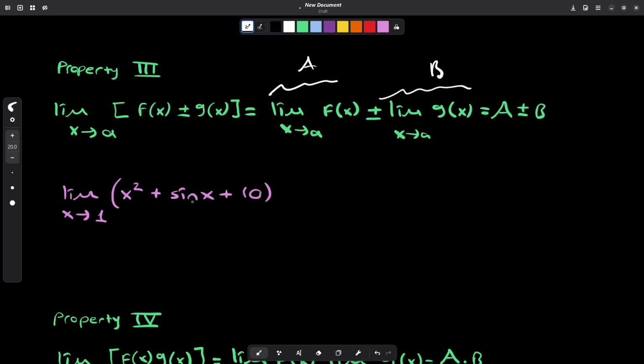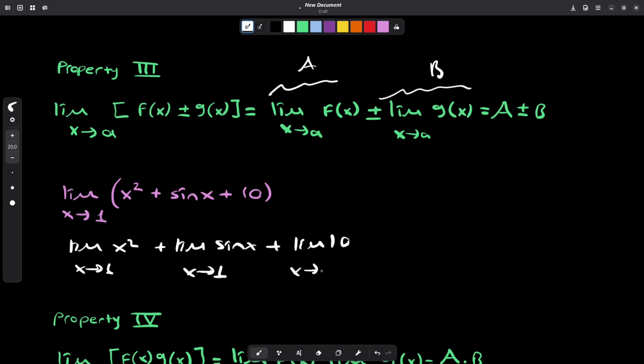Example: the limit of x squared plus sine x plus 10 as x approaches 1. You can just plug 1 in, of course, why not? But let's use the property, since we are learning it. Limit of x squared as x approaches 1 plus the limit of sine x as x approaches 1 plus the limit of 10 as x approaches 1. Plug this in, 1, plus plug this in, sine 1. For the limit of 10 as x approaches 1, we have 10 from our first property. 11 plus sine 1.